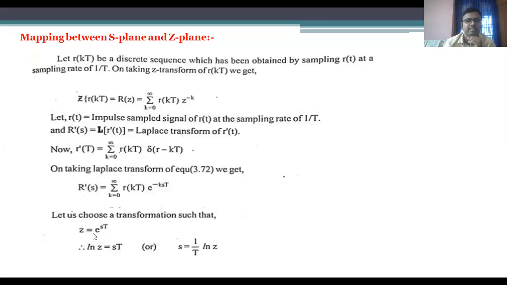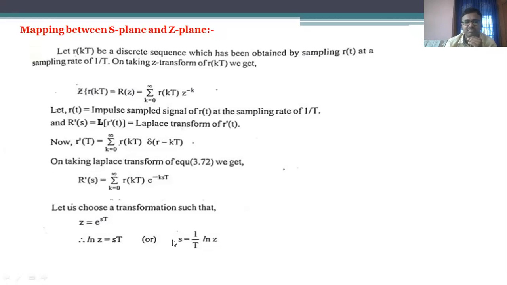Applying the logarithmic transformation on both sides, we get log z is equal to sT. From that, s can be taken as 1 by T into log of z. So S is equal to 1 by T into log of z. This is the relation which is going to frame between the S plane and Z plane.